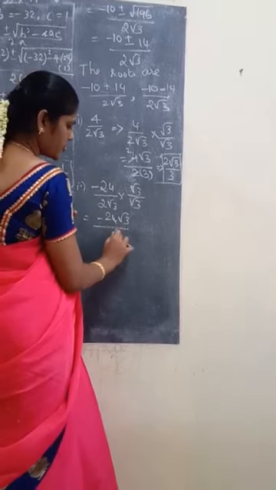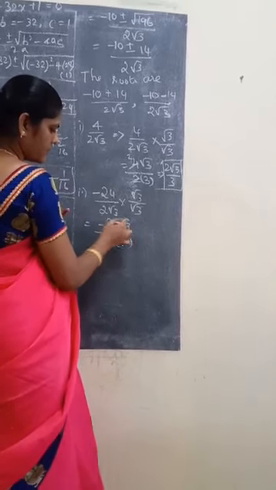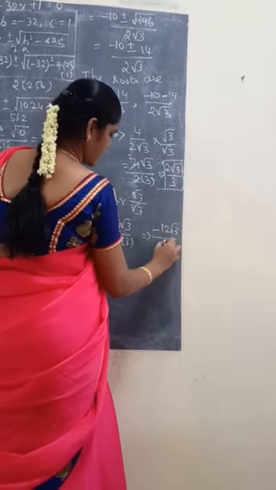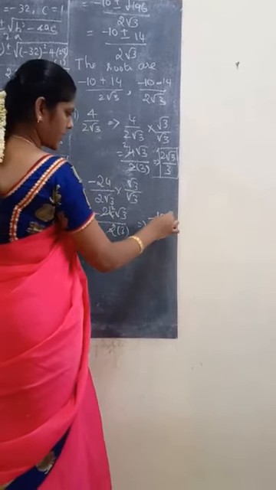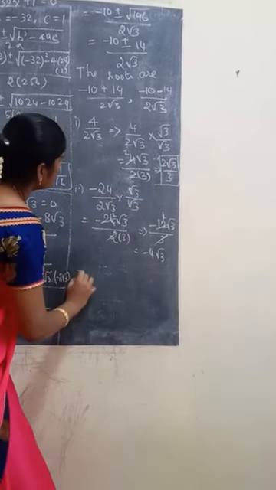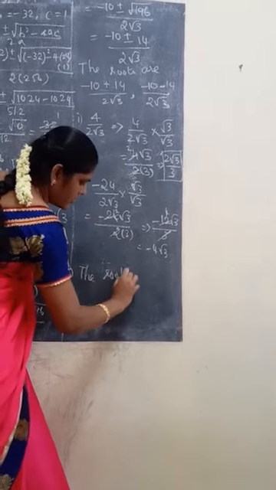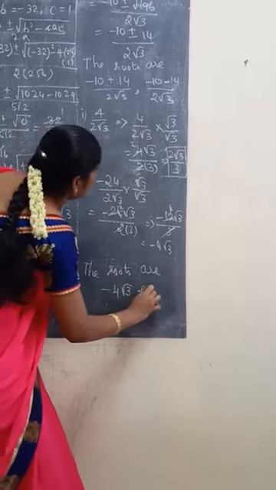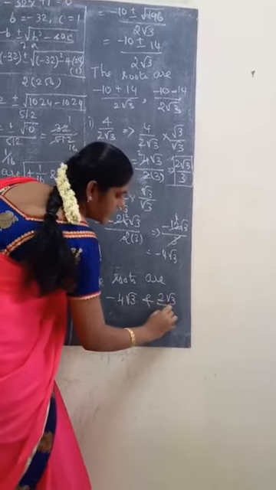6, 2 into 3. 1 time 12 times. So minus 12 root 3 by 3. Again 1 time 4 times. So minus 4 root 3. So the roots are minus 4 root 3 and 2 root 3 by 3.